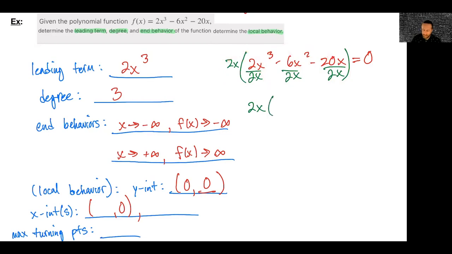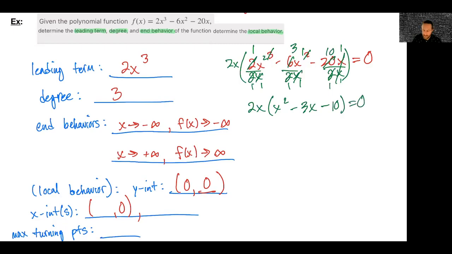We call that just factoring it out. And then we do the dividing to each of these by the 2x. But we have to have that on the outside. So when I divide this by 2x, I get x squared minus 3x minus 10, all still equal to 0.